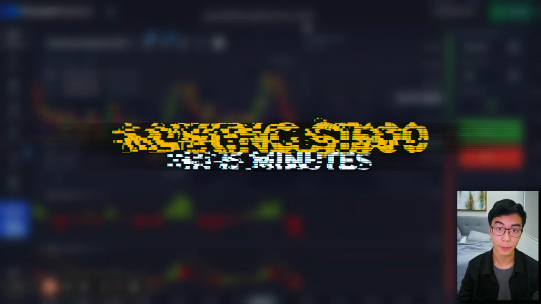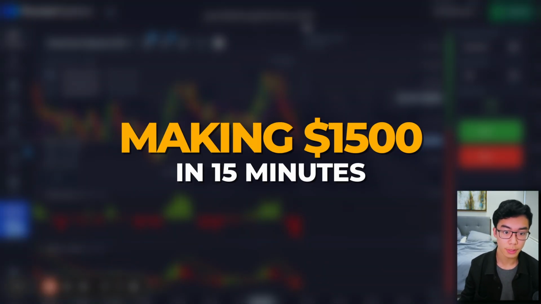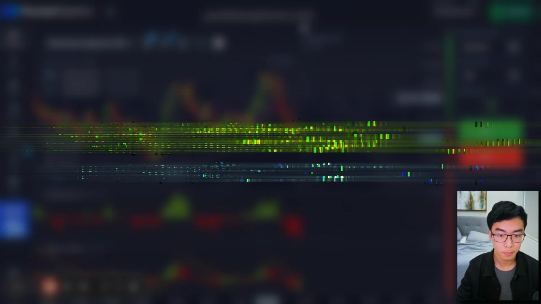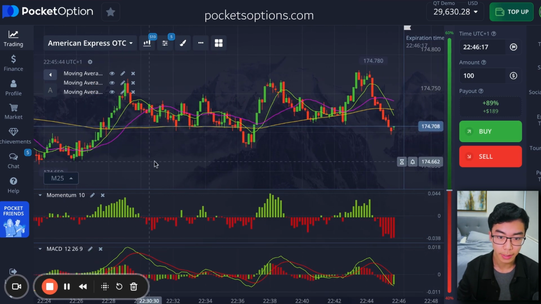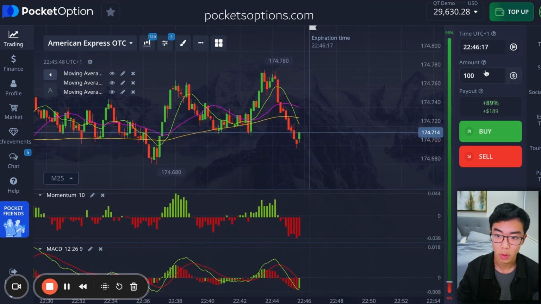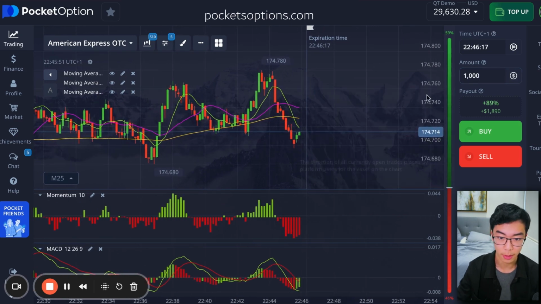In this video, I'm going to be going through the support and resistance strategy, and I'm going to be making some money. So let's go through some trades right here. As we can see right here, there's actually a support level right around this level. So what I'm going to be doing is increasing this to 1,000, and I'm going to be buying right here.